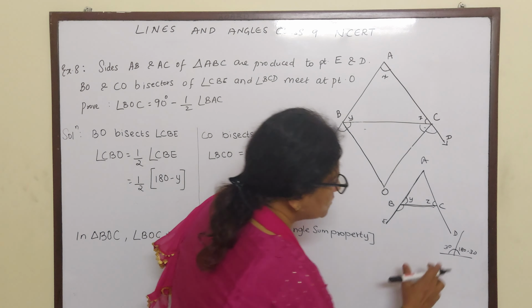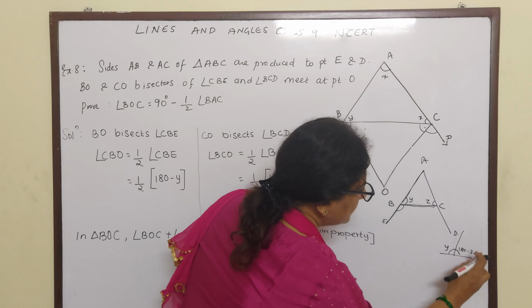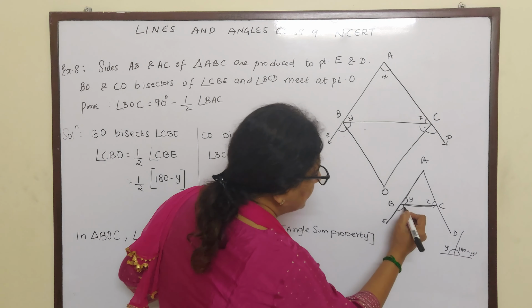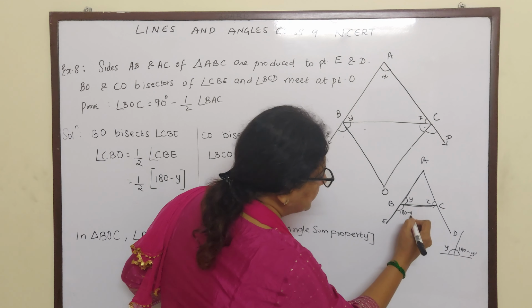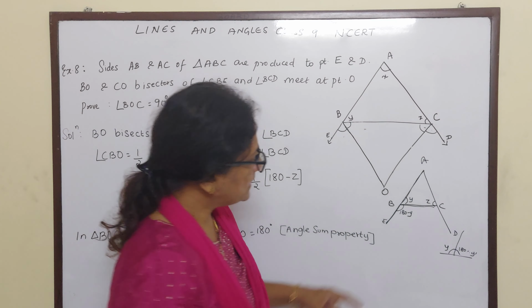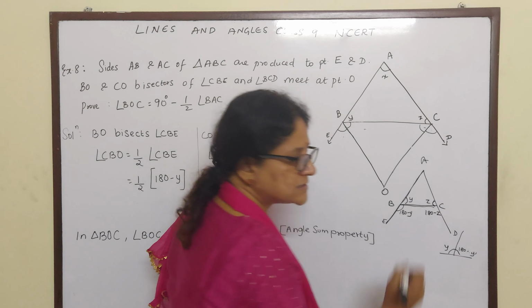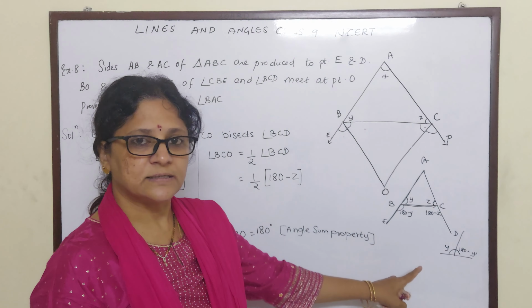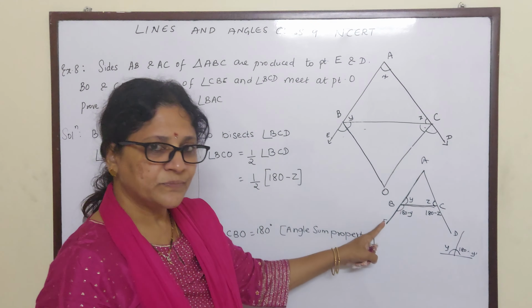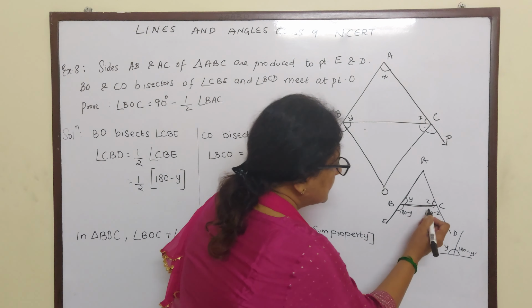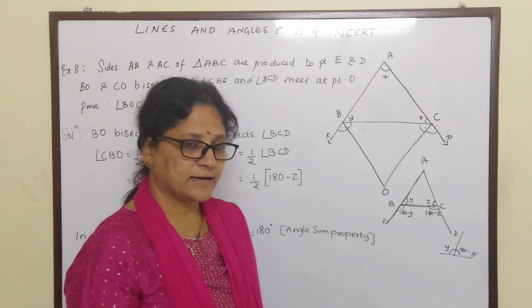The same way, if this is y, then this will be 180 minus y. If this is z, then this is 180 minus z. So first you should understand this, that CBE is 180 minus y and BCD is 180 minus z.